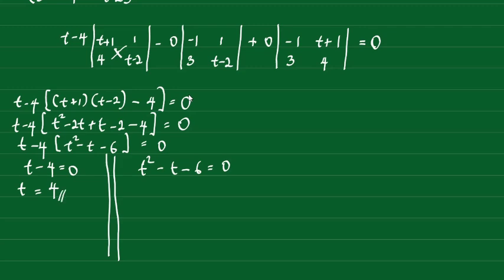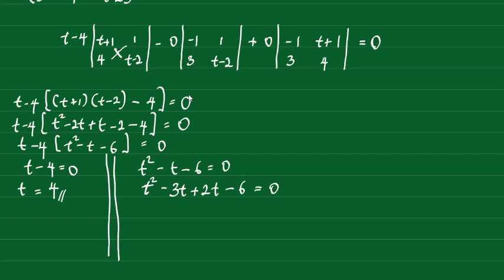In this other part of our expression, we proceed by looking for the factors of minus 6, two factors of minus 6 that when added give us minus 1. So we have t squared. The factors of minus 6 that when added will give us minus 1 are minus 3 and plus 2. Hence, we end up having t squared minus 3t plus 2t minus 6 is equal to 0.